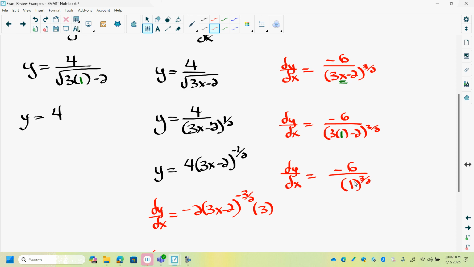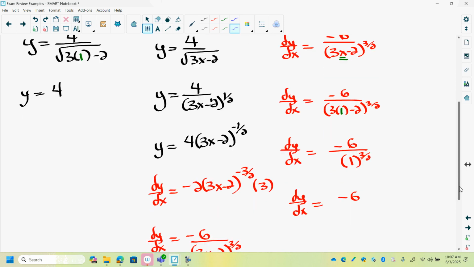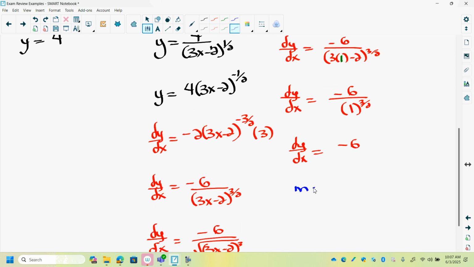Well, 1 to the power of anything is what? 1. But you could think of it as the square root of 1 cubed, or 1 cubed, take the square root of that. Either way you cut it, you're going to get negative 6. Now that means that m, the slope of my tangent line, is negative 6.